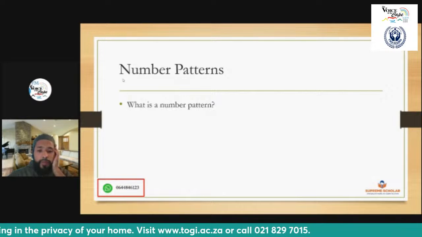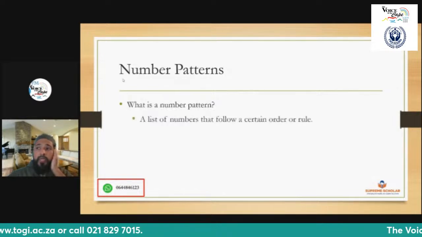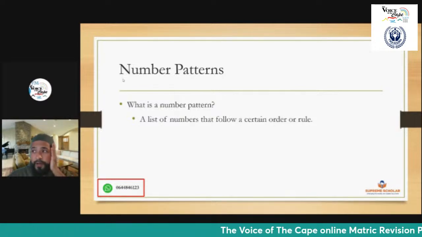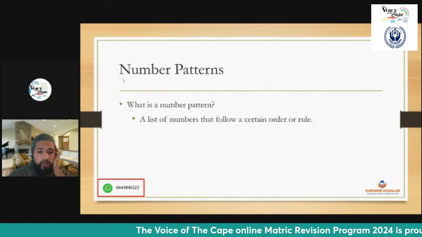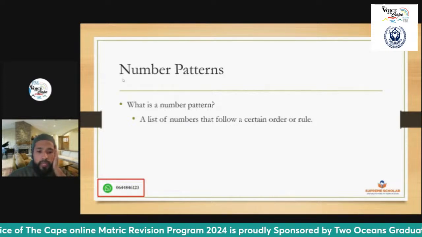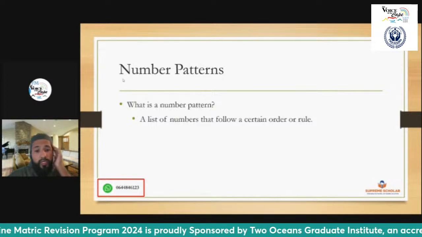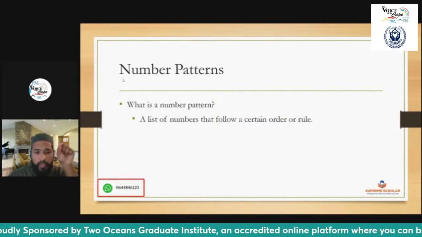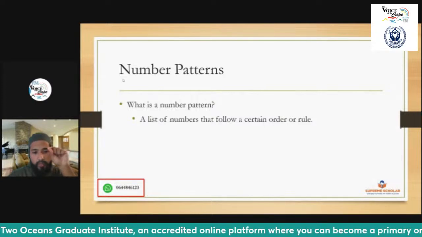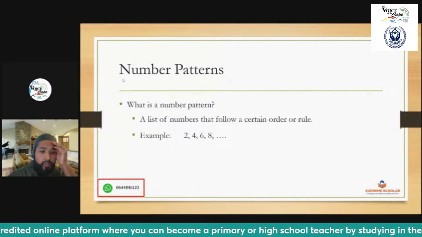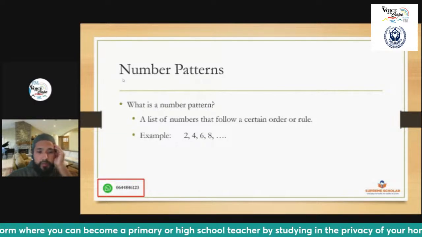What is a number pattern? We'll start simple. Try to just define what a number pattern is. A number pattern is simply, very simply, just a list of numbers that follow a certain order or rule. That's all it is. Right? A list of numbers that follow a certain order or rule. When we say rule, we mean you can calculate. You can say, okay, I'm adding 2 every time to get the next answer, for example. Right? Here's an example. 2, 4, 6, 8. When we count in twos, that's a number pattern.